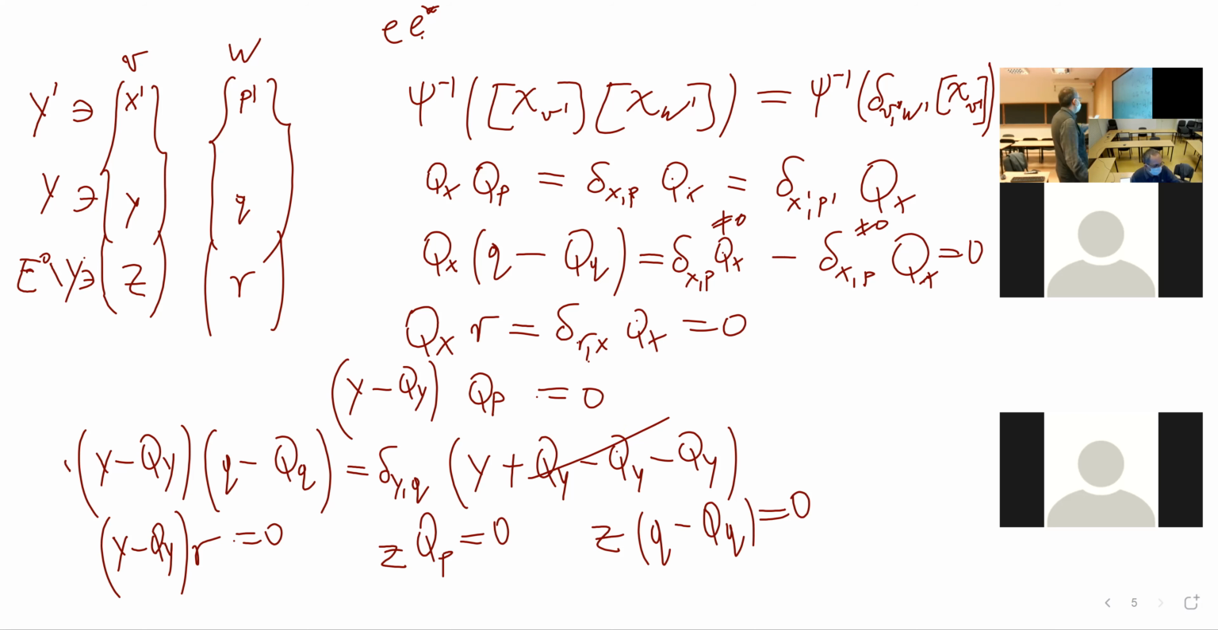Okay, and the last one is completely trivial because z is mapped to z and r is mapped to r, so of course this will be just the Kronecker's delta between z and r. So that's checked. Okay, this is condition number 1 checked.